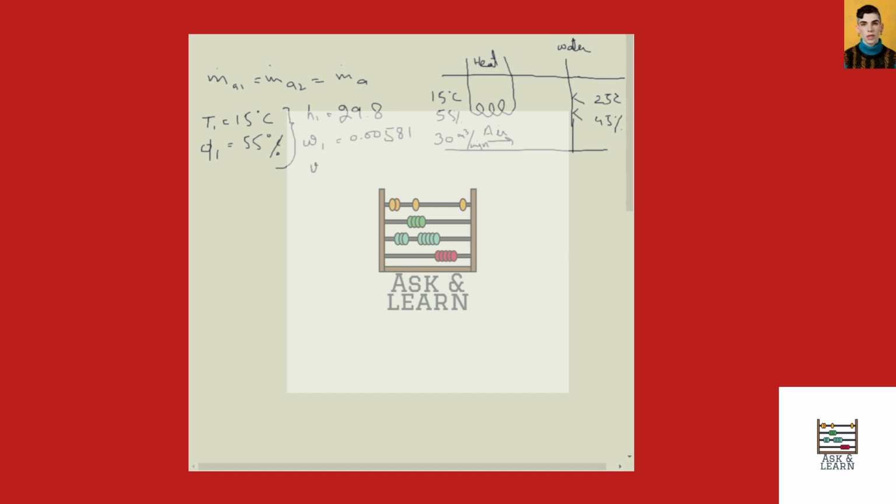whereas V1 or the volume per kg is 0.824 meter cube per kilogram, as W2 is equal to W1, and temperature of wet bulb 2 is equal to temperature of wet bulb 3.